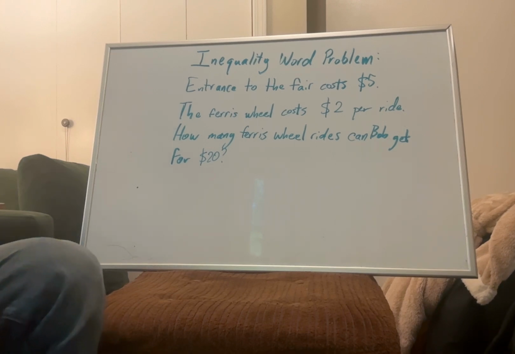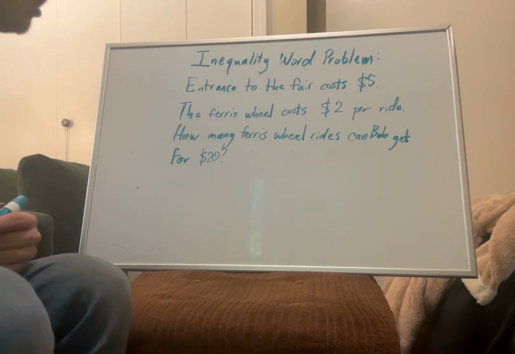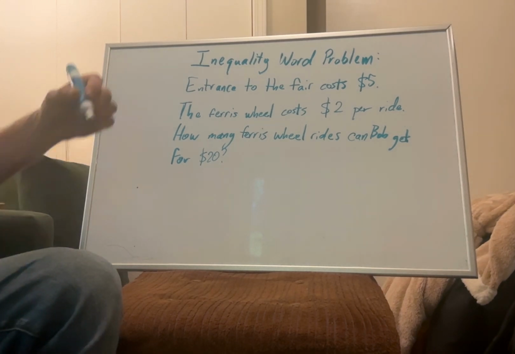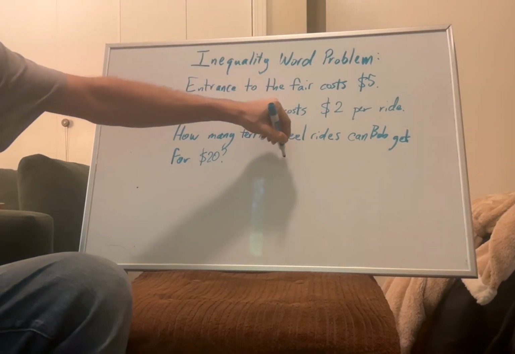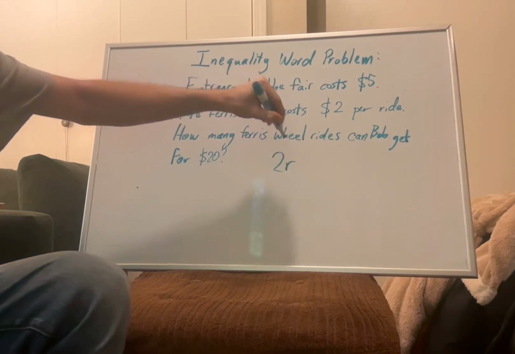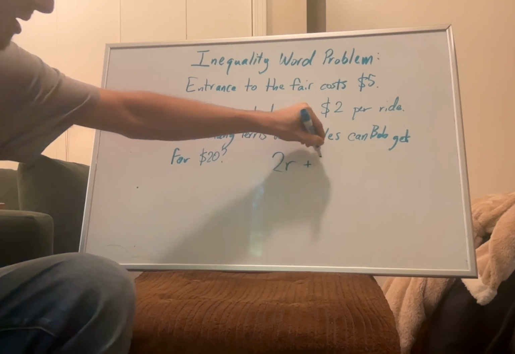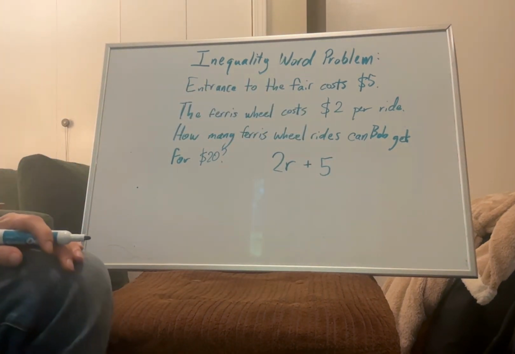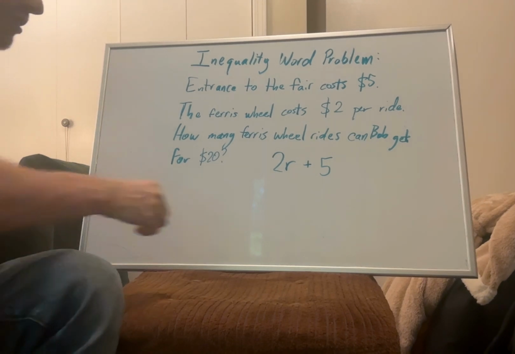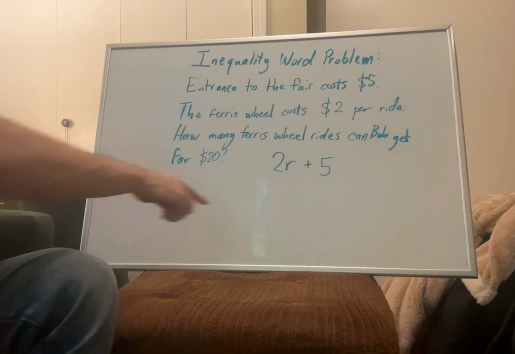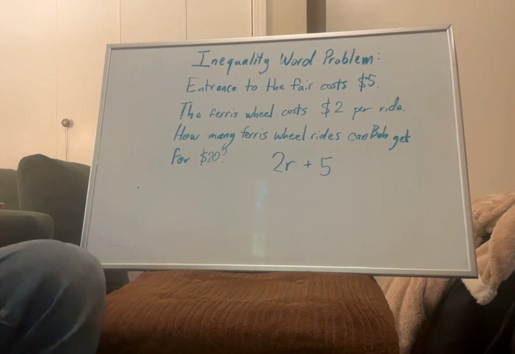So more generally speaking, instead of knowing the amount of rides ahead of time, we'll let R equal the number of rides. If I told you how many rides he took, we would take that number R and multiply it by 2. That would tell us how much that part costs, and then we would add on the $5 it costs to get into the fair. So a mathematical expression for the amount of money Bob spent at the fair for taking R rides would be 2R plus 5.